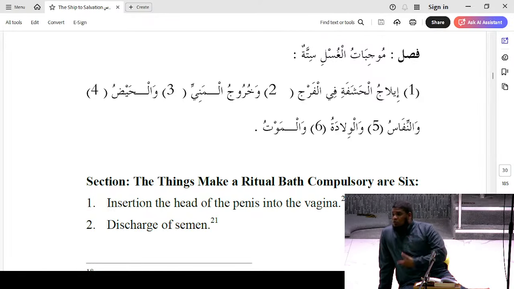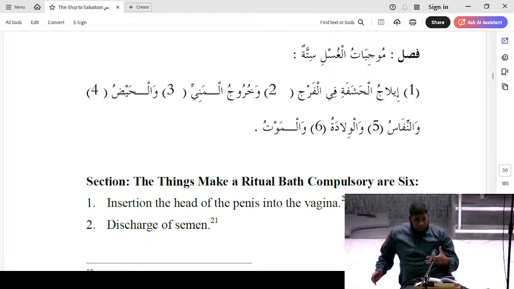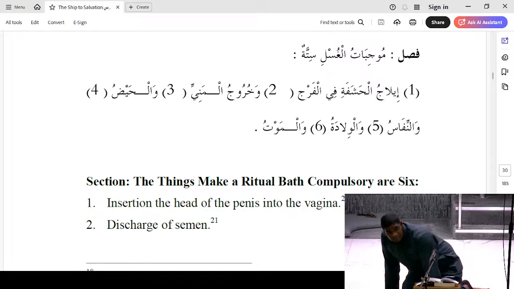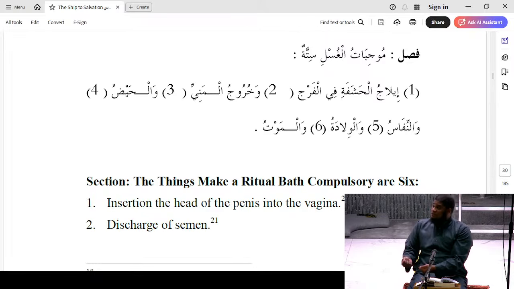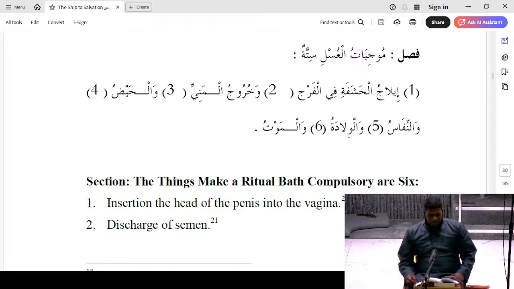So mani comes out because of sexual desire, and madhi can also come out because of other stimulation. And wadi comes out because you pick up heavy stuff. Are you with me? So in mani, ghusl is compulsory. In madhi and the other stuff, wudu is compulsory. Okay? Inshallah. So just that point.